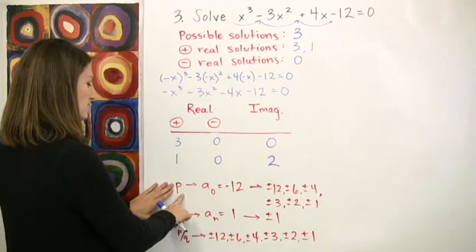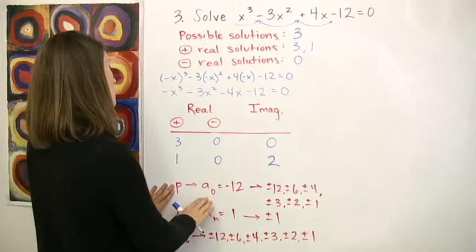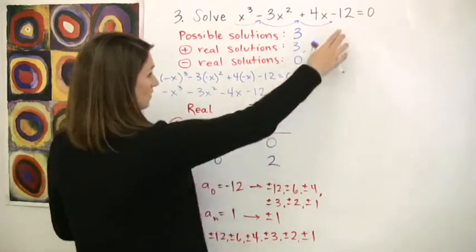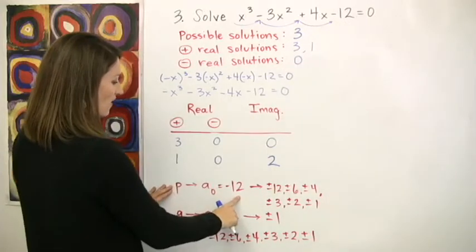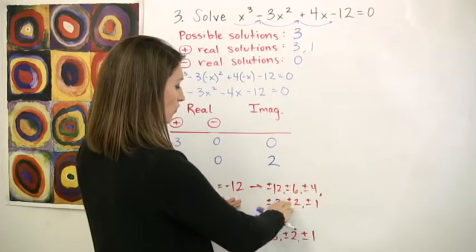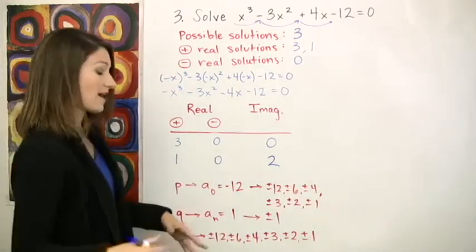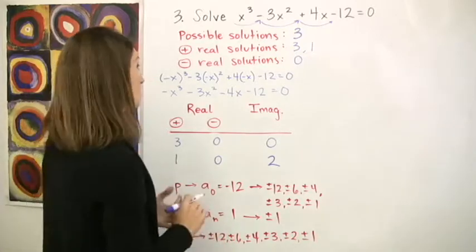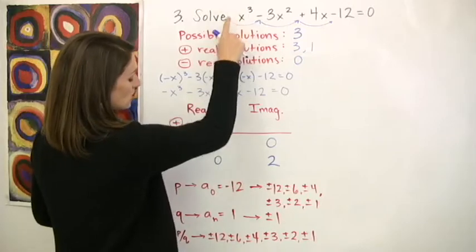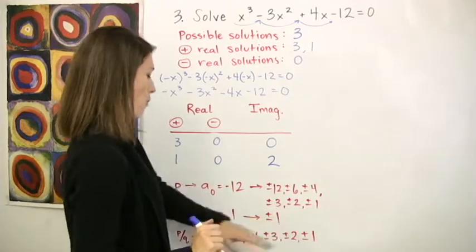For P, we want to say that it is equal to a factor of our constant value, which is negative 12. Our A sub 0 value is up here. And so the factors of negative 12 could be plus or minus 12, 6, 4, 3, 2, or 1. Now Q could be a factor of the leading coefficient in our equation, A sub n. And the leading coefficient up here is just 1.